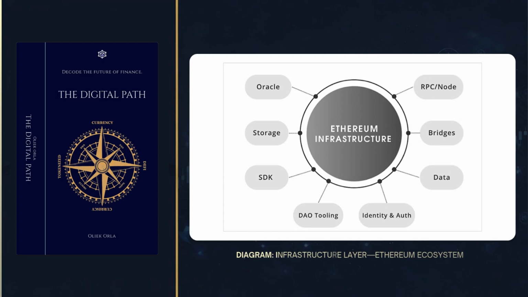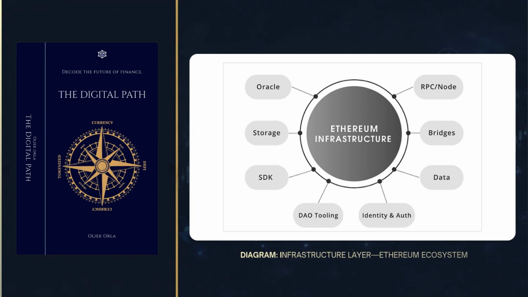SDK and developer tools. Developer tools form the technical foundation of Ethereum. Frameworks such as Hardhat, Truffle, and Ethers.js simplify writing, testing, and deploying smart contracts, while OpenZeppelin libraries provide secure and audited contract templates. These tools reduce development risk and make the ecosystem accessible to both beginners and advanced teams.